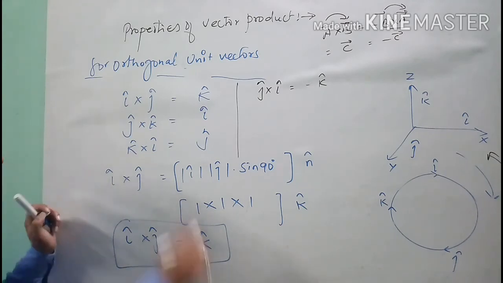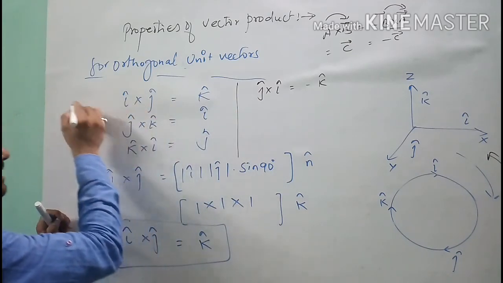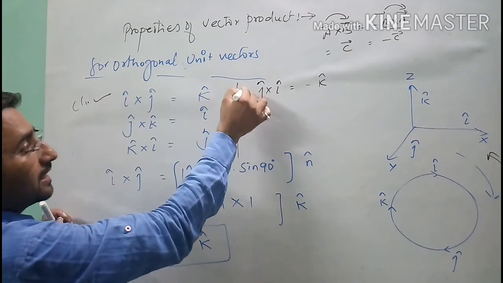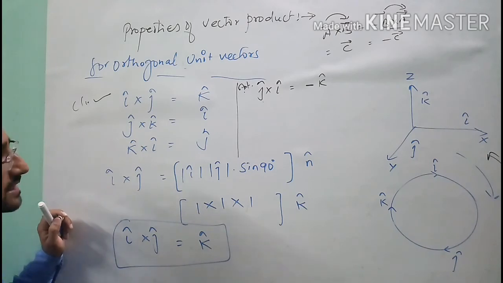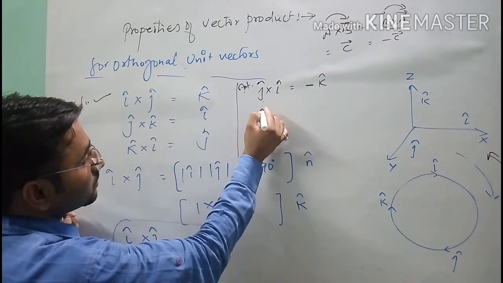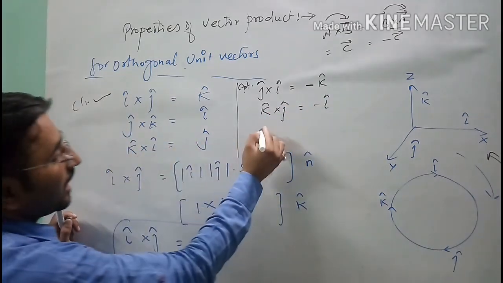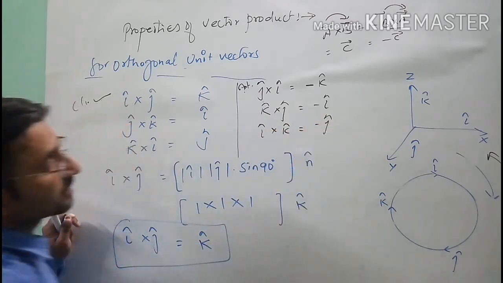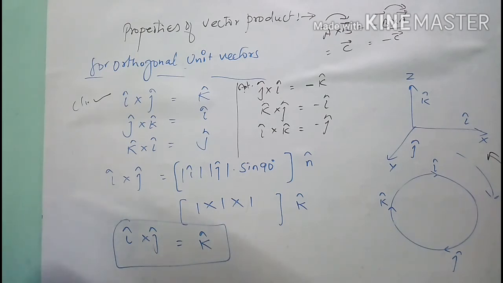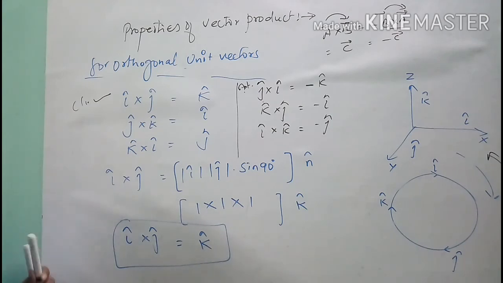Point is clear? Once again, see, i cross j is equal to k. Here you are taking the opposite direction of this rotation. Here it is clockwise, and here you are dealing with anti-clockwise. So j cross i is equal to negative of k cap. In the same way, j cross k is equal to i, so k cross j is equal to minus i. And similarly, i cross k is equal to minus of j cap. So this is the rule for the orthogonal case in terms of unit vectors. Now after that we talk about the self product condition.